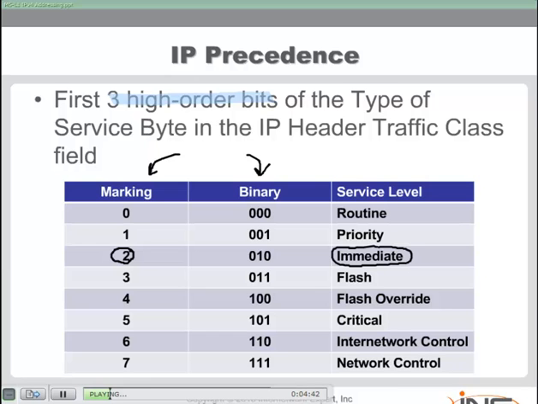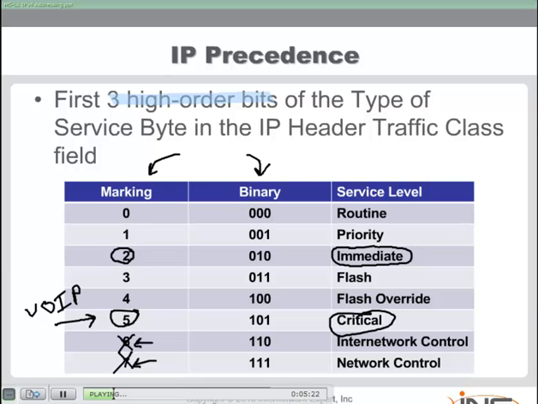And this is a lower priority than if we were to mark the traffic as 5, with a 101, this is called critical. You know what traffic we mark with an IP precedence of 5? Yeah, sure enough, it's our voice over IP packet. We are marking the VoIP with as high a marking as we possibly can. And you might ask me, well, wait a minute, Anthony, why not mark the VoIP with a 6 or a 7 designation? And the answer is Cisco begs us to never use IP precedence markings.